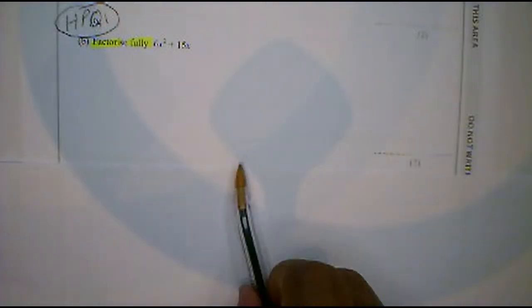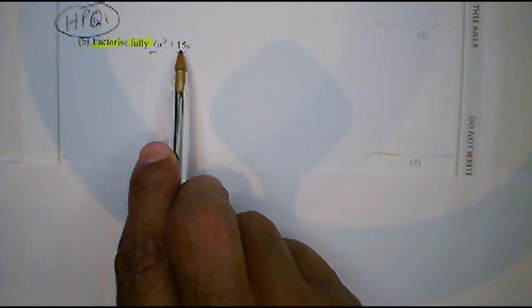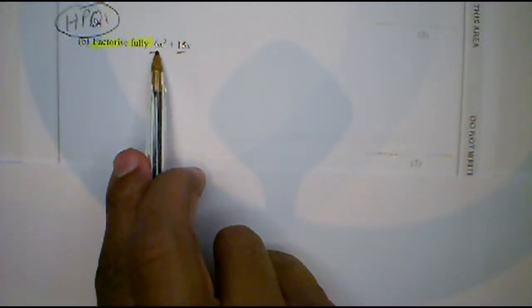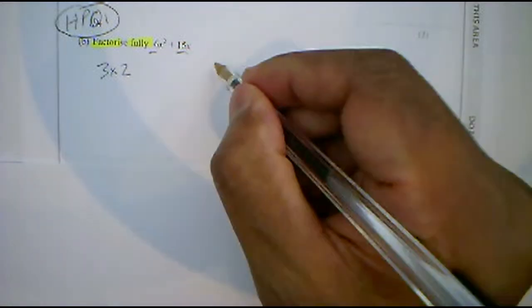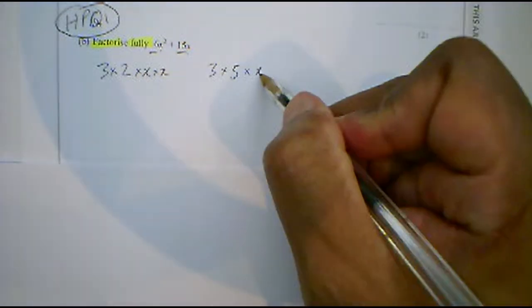So similar to before, I look at my number terms. 6 and 15. What makes 6 and 15? So does 6 go into 15? It doesn't. Is there a number that goes into 6 and 15? 2 does, but 2 doesn't go into 15. 3 goes into 6 and 15. So this is going to be 3 times 2, and 15 is going to be 3 times 5. This is x squared, so it's going to be x times x, and this is x by itself.